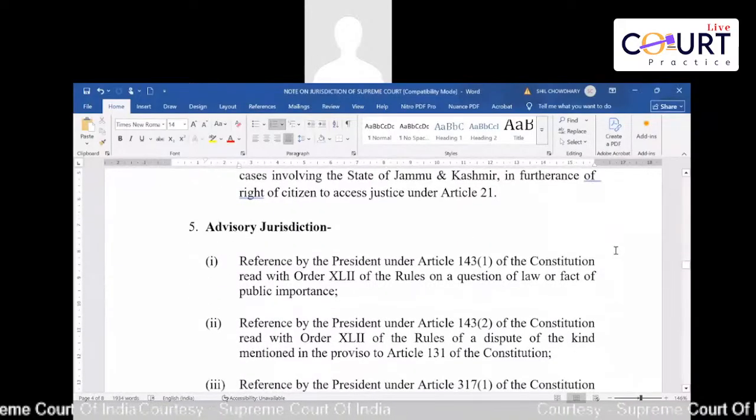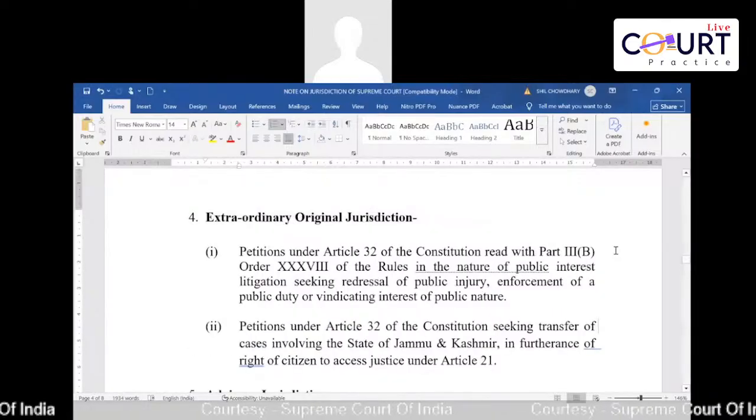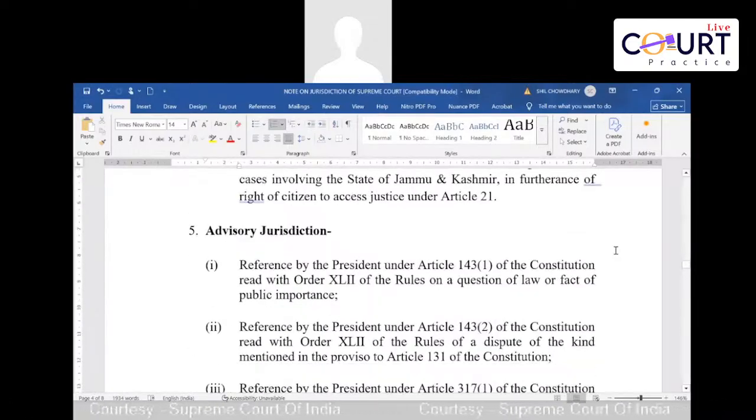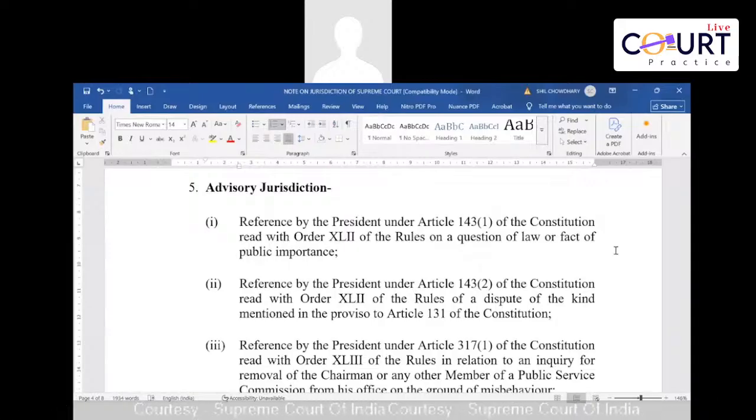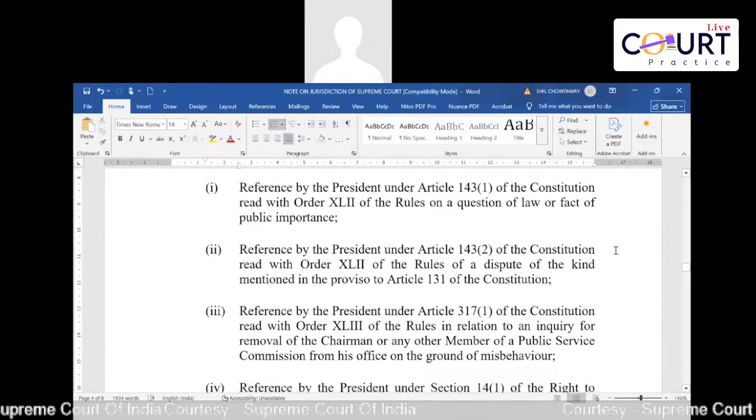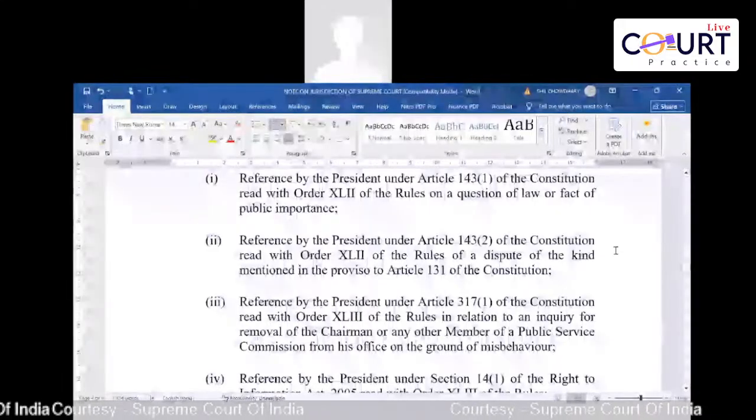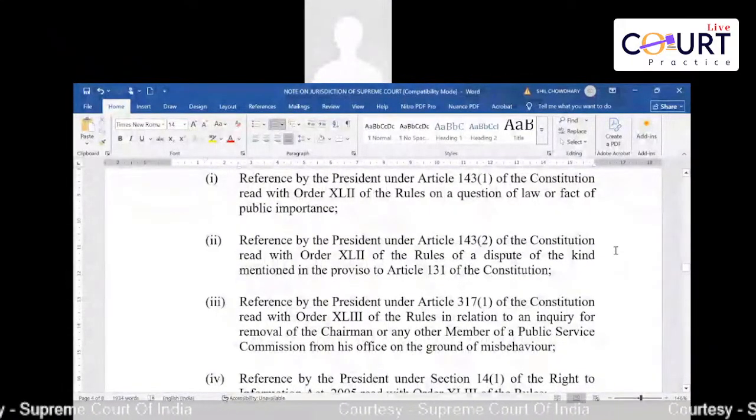Now the next category is advisory jurisdiction. So we have discussed appellate jurisdiction, original jurisdiction, and extraordinary original jurisdiction. Now, what is advisory jurisdiction? The first subcategory is a reference by the President under Article 143(1) of the Constitution, read with Order 42 of the rules, on a question of law or fact of public importance. Then there is a reference under 143(2), of a dispute of a kind mentioned in the proviso to Article 131 of the Constitution.